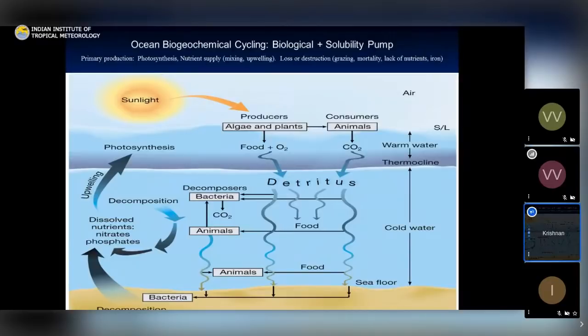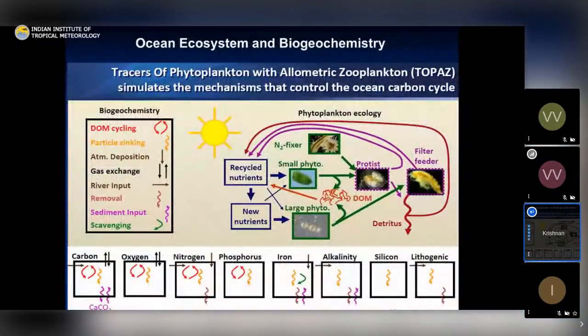which are basically plants. And they absorb the sunlight and carbon dioxide, and they produce food. They do photosynthesis, and these are then consumed by other organisms, various zooplanktons and marine organisms. And these are then consumed by bigger animals, fish and other organisms in the ocean. So there's an entire biogeochemistry going on. And this is very important for the carbon cycle and also for understanding the exchange of fluxes across the ocean-atmosphere system. And this has been introduced in the IITM ESM.